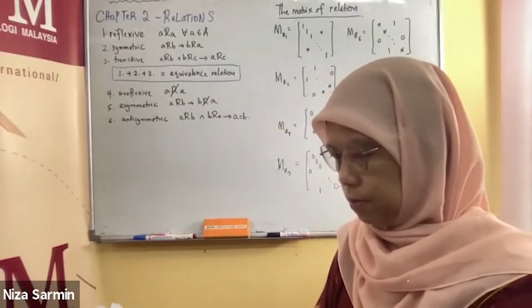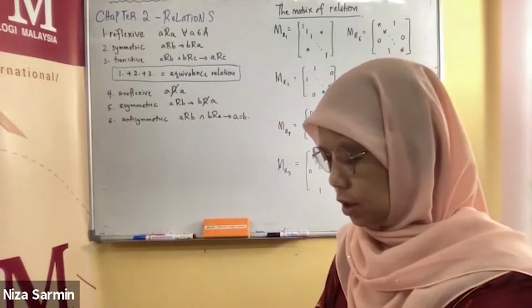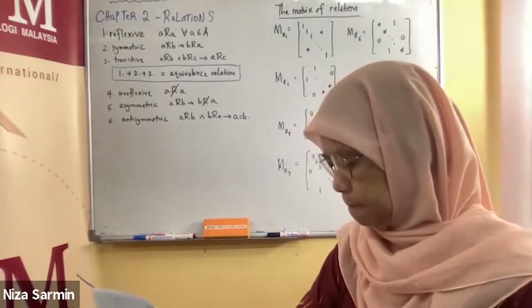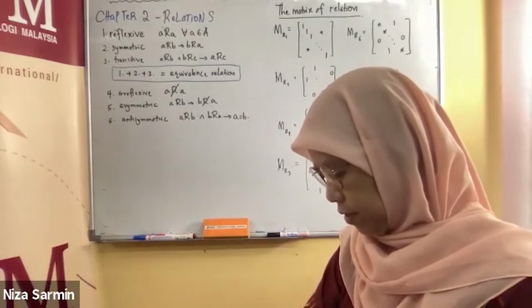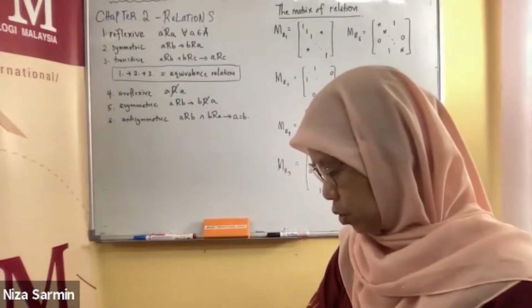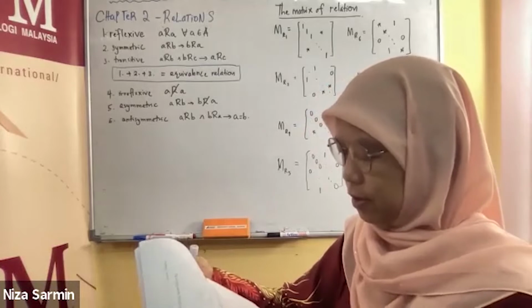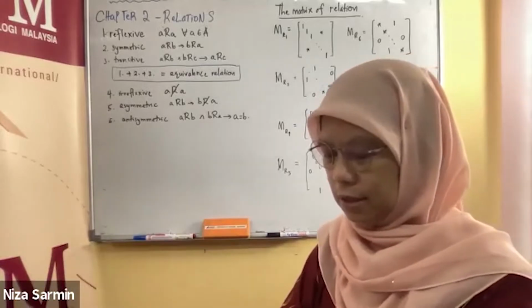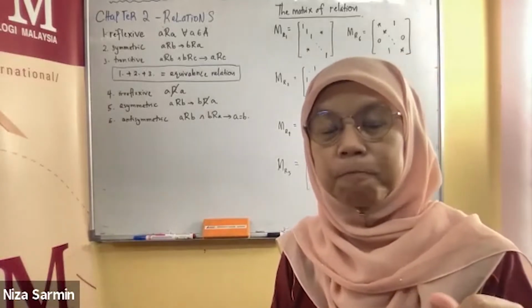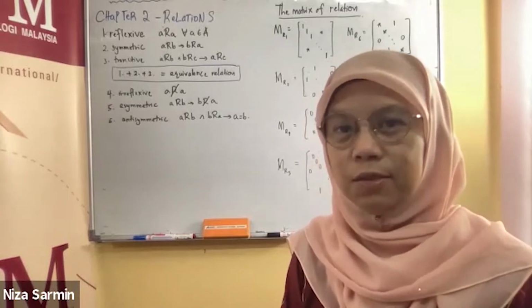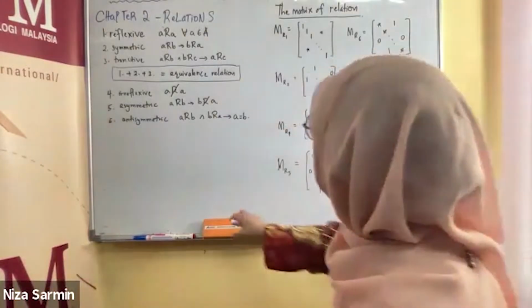Okay, the rest would be just examples. I go to the last part, which is the digraph, right? Digraph. Now, a digraph is like a graph with the set A as the vertices. Okay, the digraph of a relation.